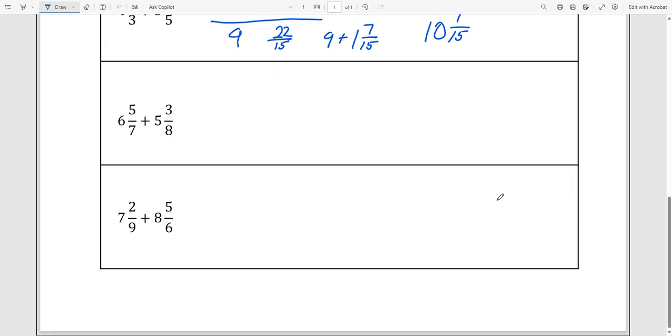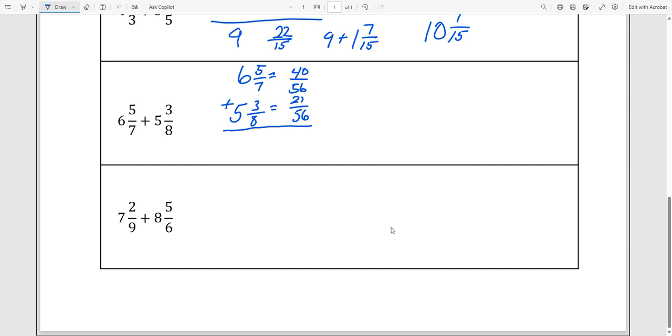All right, and so let's move on to the next example here. We have 6 and 5 over 7 plus 5 and 3 over 8. All right, so now we have 7 and 8, and the least common denominator of 7 and 8 is 56. All right, and then 56 divided by 8 is 7 times 3 is 21. And then 56 divided by 7 is 8 times 5 is 40.